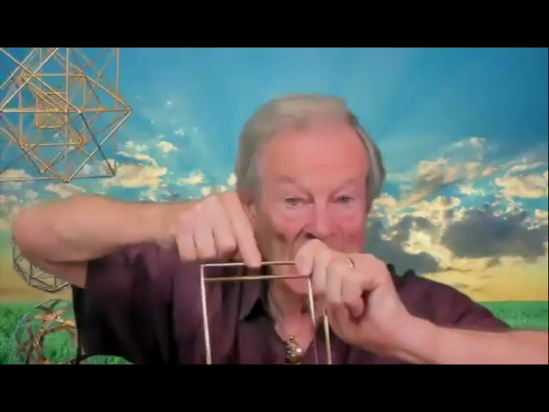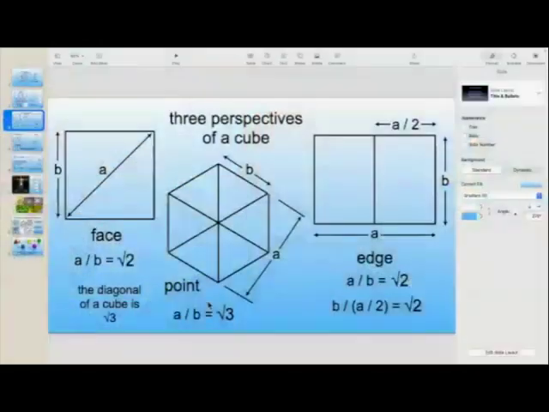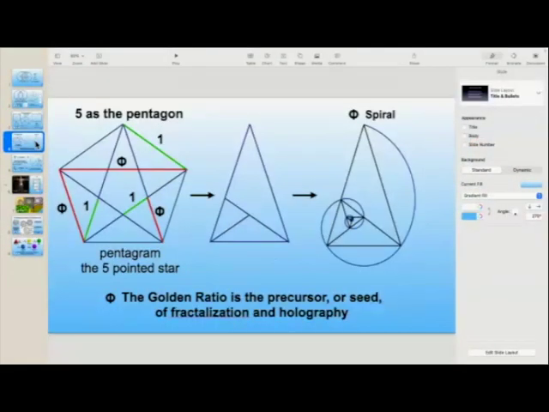And if you look at the cube and you go from one corner to the opposite corner, if this side is equal to 1, this is equal to the square root of 3. So next, if we look at a 5-sided form, that's what gives us the relationship of phi.